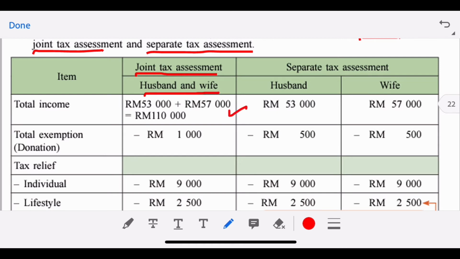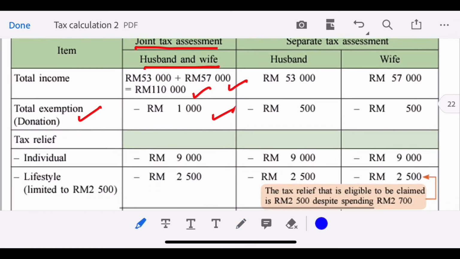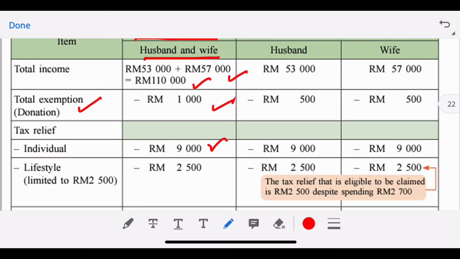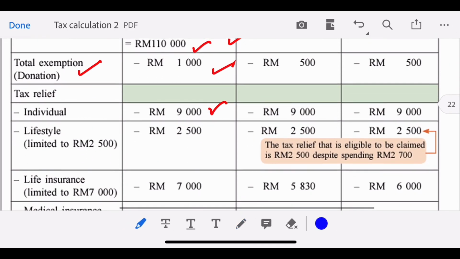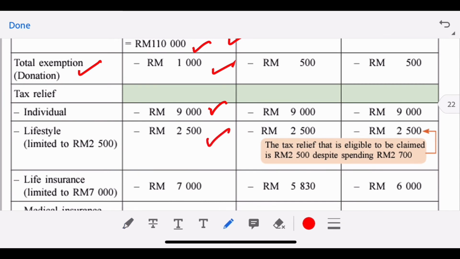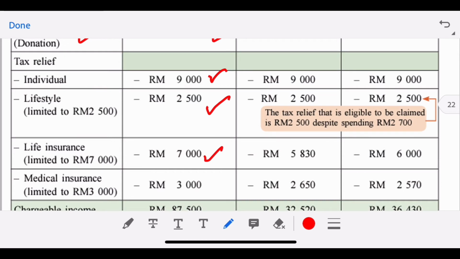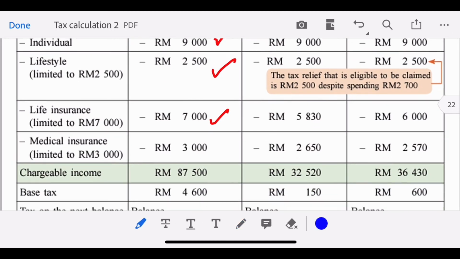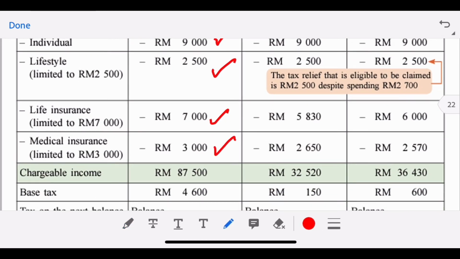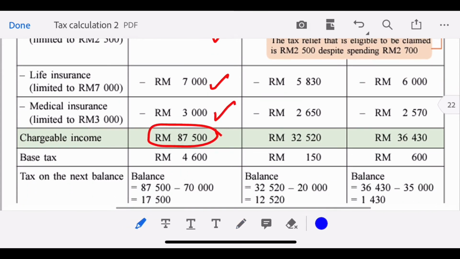53,000 plus 57,000 be 110,000. Tax exemption donation is 1,000, and then individual is 9,000. Lifestyle is 2,500, and then for life insurance is 7,000. Medical insurance 3,000. Chargeable income is 87,500.